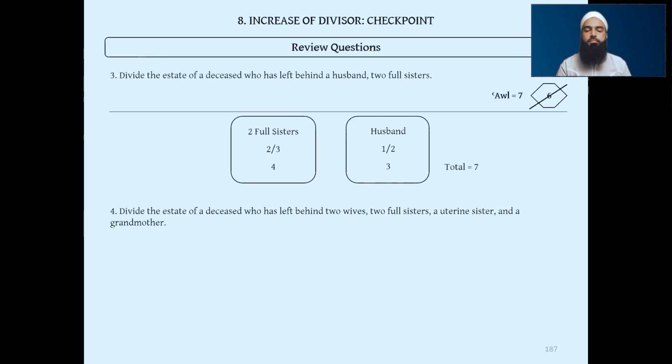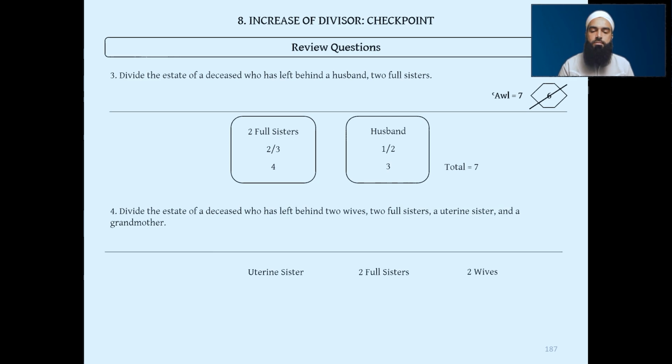Then we have the next question. 2 wives, 2 full sisters, a uterine sister, and a grandmother. What happens in this scenario? Revealing the answer, the 2 wives, because there are no children, receive a quarter. The 2 full sisters receive 2/3. The uterine sister, because there's no one to block her, receives a 1/6. And the grandmother receives her 1/6 too.